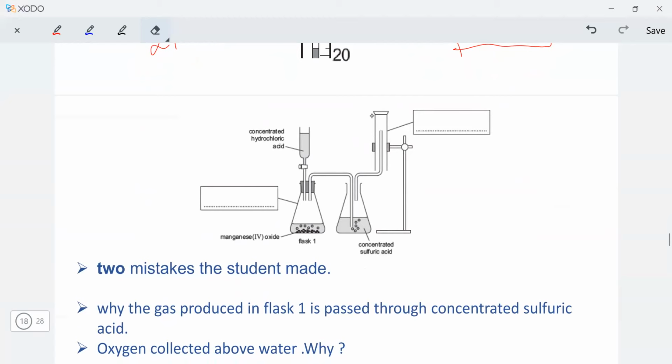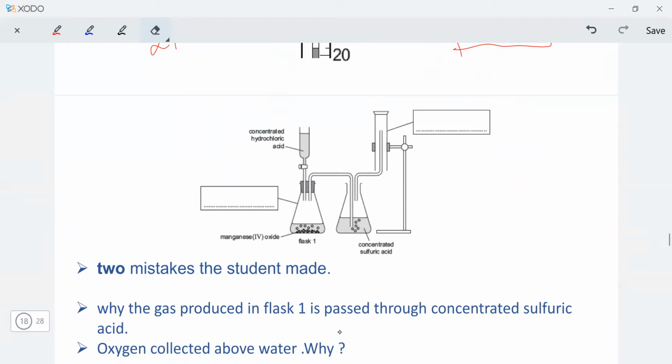The mistake here is that upward delivery is not a suitable method. The gas jar should not be inverted, as chlorine is more dense than air. Another thing is that a bung is missing. You can see there's a bung on the first flask, and there is no bung on the second flask. So this is the second mistake.